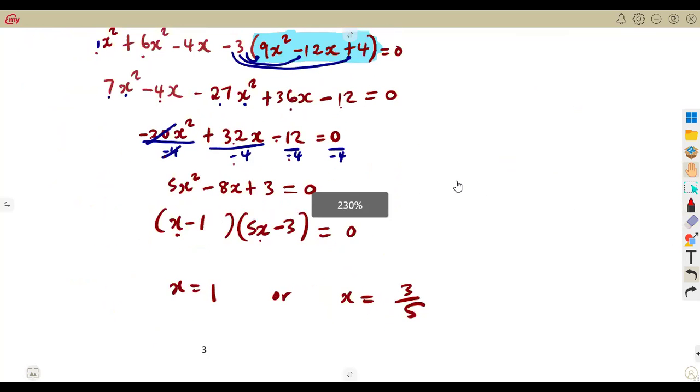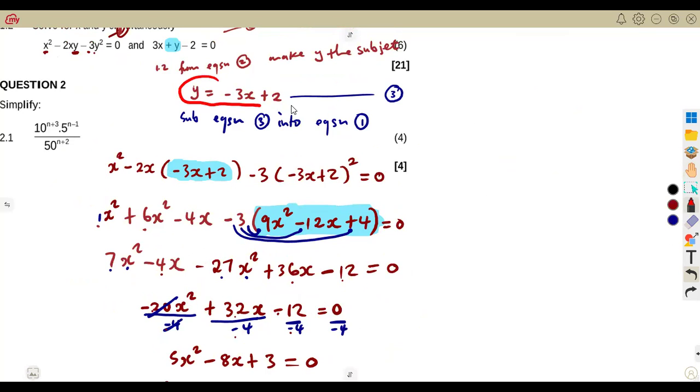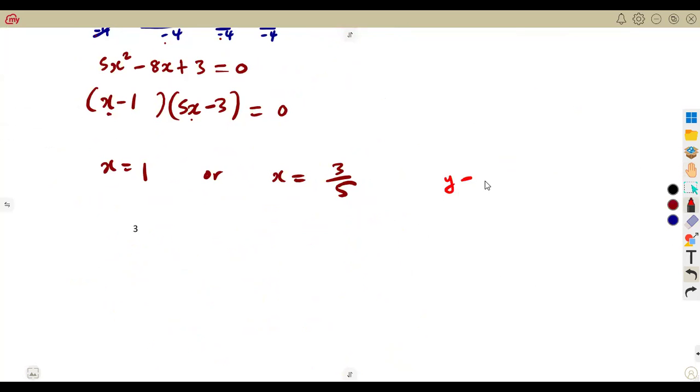Let's substitute. Where is our y? There is our y, which is the subject here. We substitute back our x there. y is equal to minus 3x plus 2. So substituting the value of x, which is 1, in place of x: y is equal to minus 3 into 1, plus 2. So y is equal to minus 3 plus 2, which is negative 1.